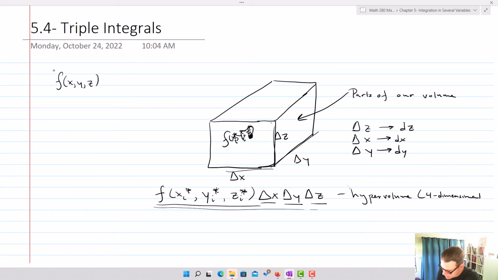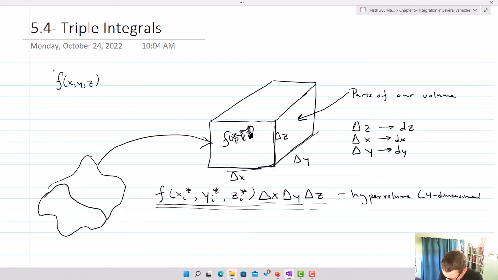For some region, we imagine this is our region here. Let me see if I can make a different looking region. There's one dimension, there's our two dimensions. This is just terrible, but let's imagine that's a three-dimensional region. We've got our little regions inside of those. And then we're just going to accumulate up all those little hypervolumes, and when we do, we're going to get a triple integral for whatever this region is.